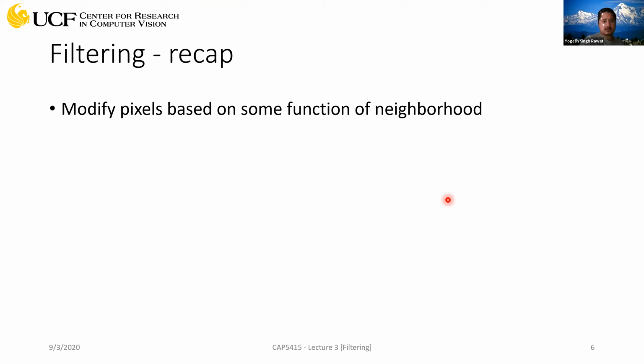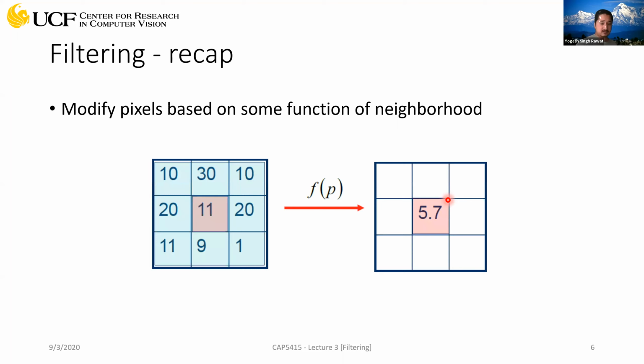Now, we can represent that operation simply. Let's say the image is just 3 cross 3. If you are applying filtering at this particular pixel location, we are going to update the value at this location. In this case, we changed it from 11 to 5.7, and it depends upon what filter you're using to change the value. It could just use the value at this location, or it could use the values at the neighborhood locations. The size of the filter will tell you how big the neighborhood will be.